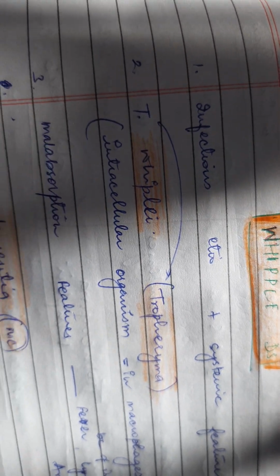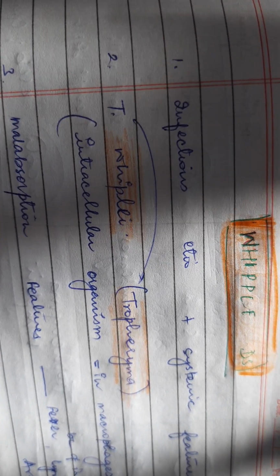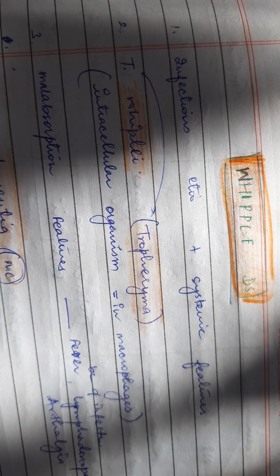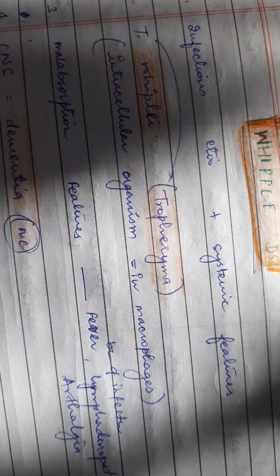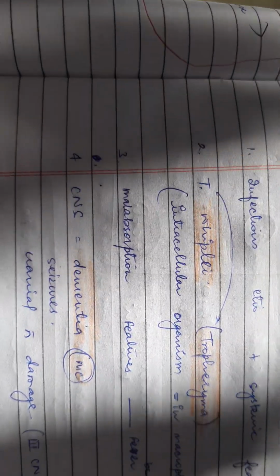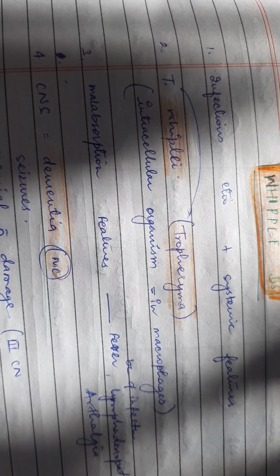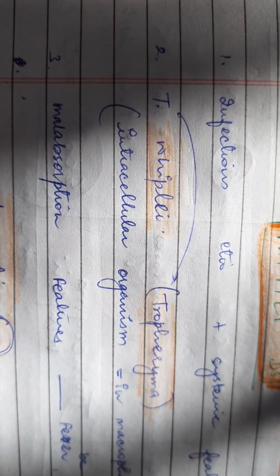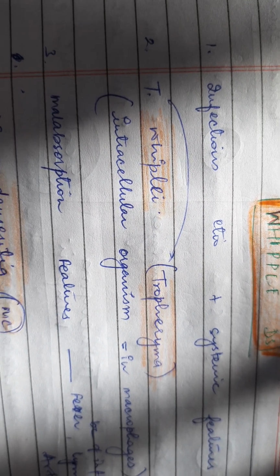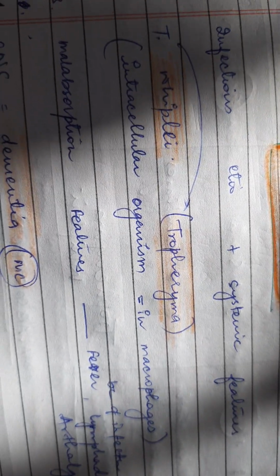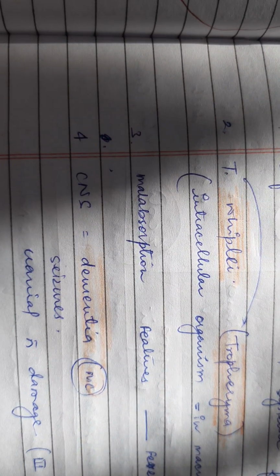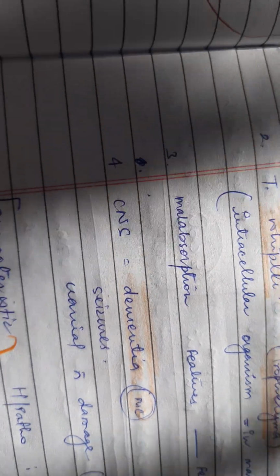Then Whipple disease: infectious etiology plus systemic features. Here, the etiology is infectious plus systemic features. The causative organism is Tropheryma whipplei. It is an intracellular organism present in macrophages. Inside the cell it is present.